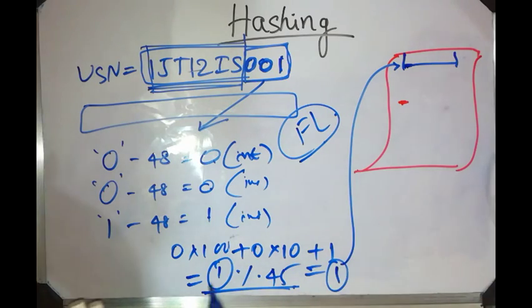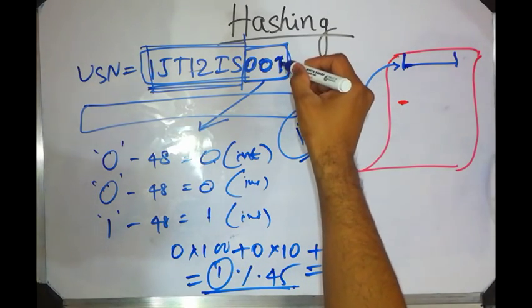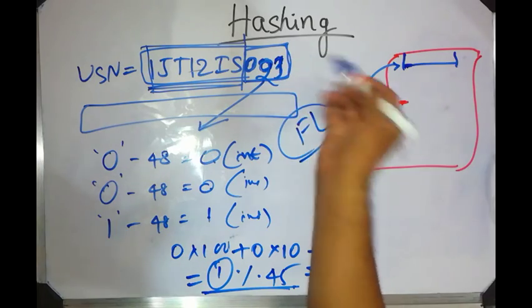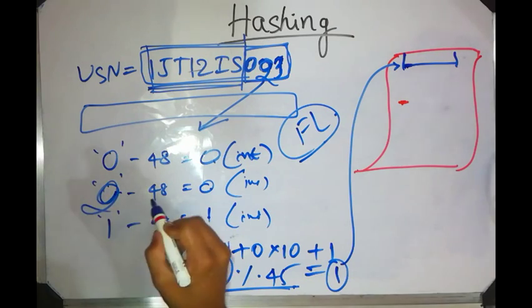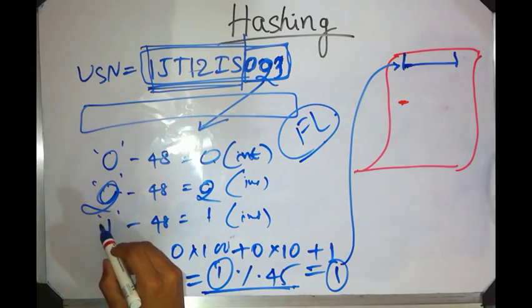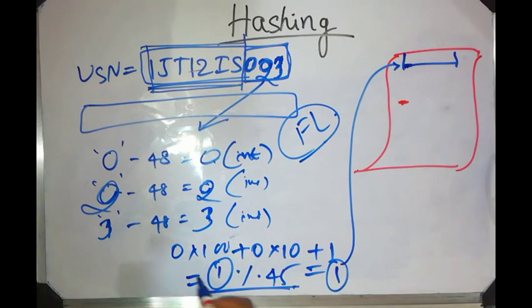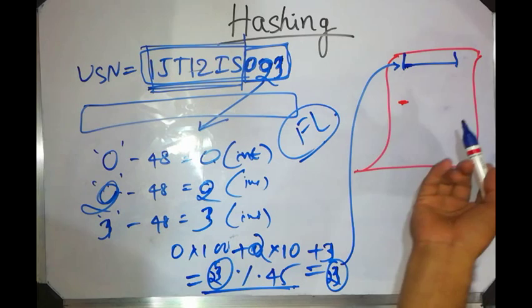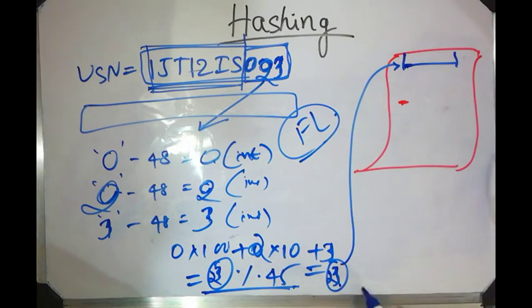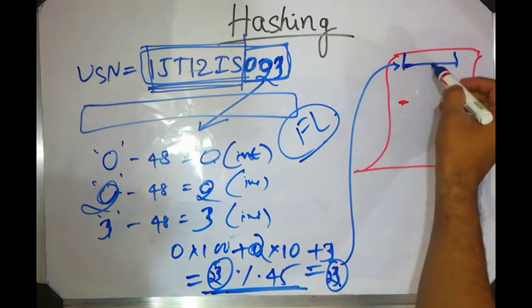Now if you consider some other USN number, say 23 or something like that, then possibly you will get a different answer. So 0, 2 minus 48 gives you 2, and 3 minus 48 gives you 3. So 0 into 100, 2 into 10 plus 3. So 23 mod 45 will again give you 23. Right, so go to the 23rd place, or you have to make sure that you're not supposed to overwrite anything here.